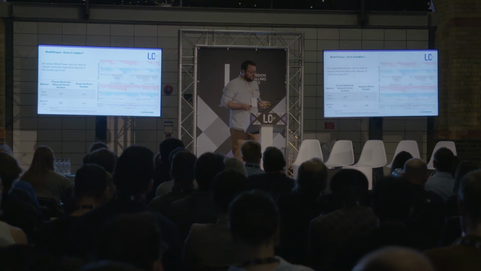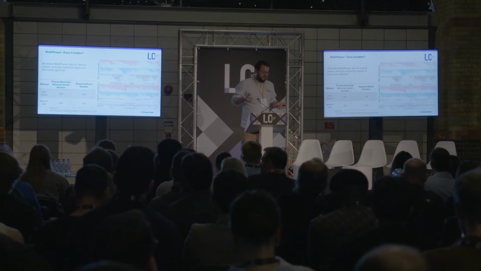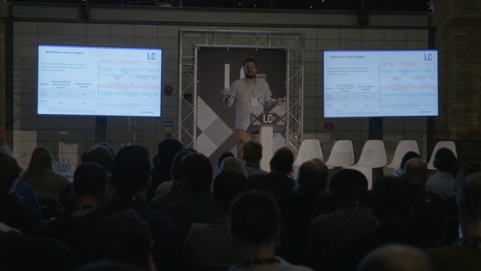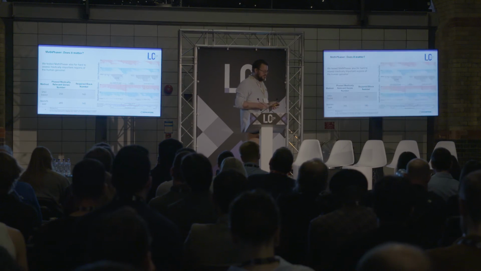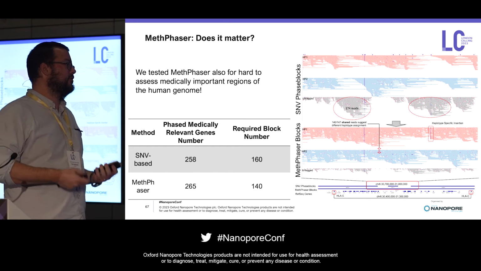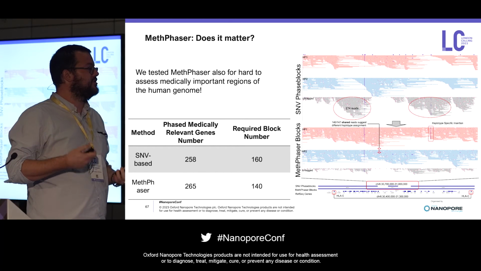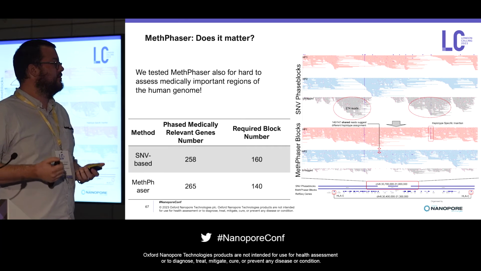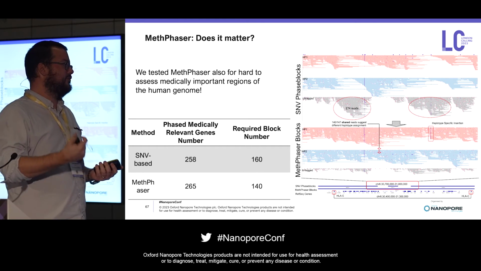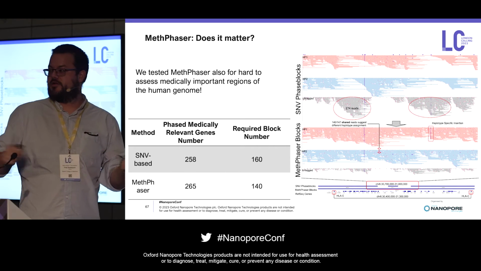So the next question is always, for us at Baylor, or in general, does it actually really matter? Are we just phasing regions that we don't care about, or is it really something important? And so for this, we assessed it twofold. So first of all, we looked into challenging medically relevant genes. And there you can see on the table here, we can really reduce the number of required phase blocks to phase these challenging medically relevant genes together.